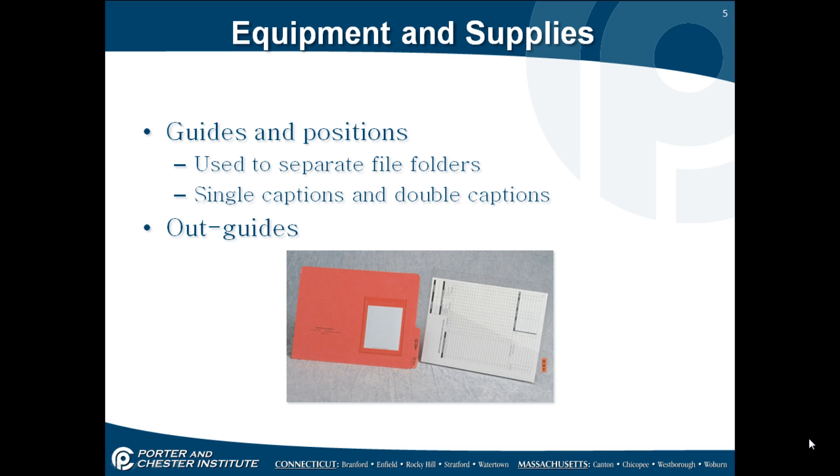Guides and positions are used to separate file folders, with a single caption and a double caption entry. An out guide is a piece of cardstock or plastic sheet kept in place of the patient's chart when the chart is removed from the filing storage. It can have information on it, such as who took it out and when, so that you know where to look for that file.